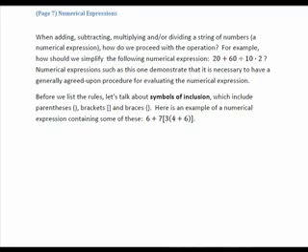So let's take an example. We have this numerical expression. I don't even want to read it to you because that may imply that it should be performed from left to right. Is it really 20 plus 60 divided by 10 times 2?